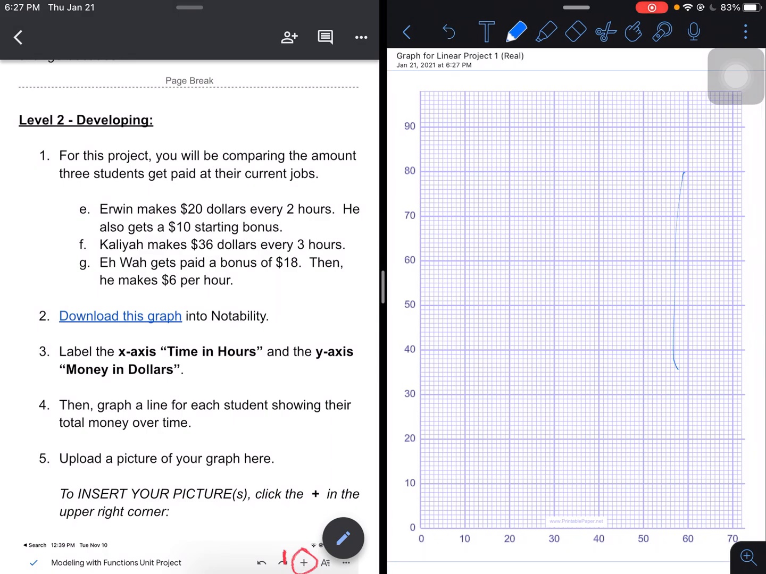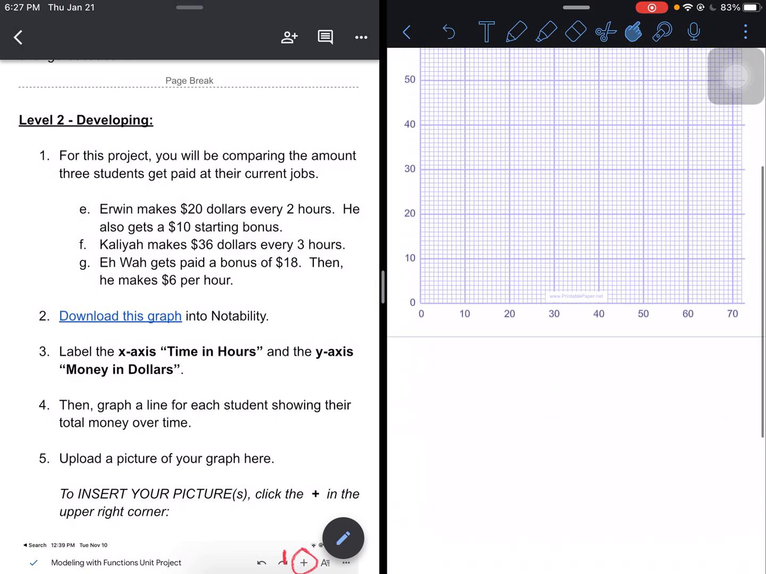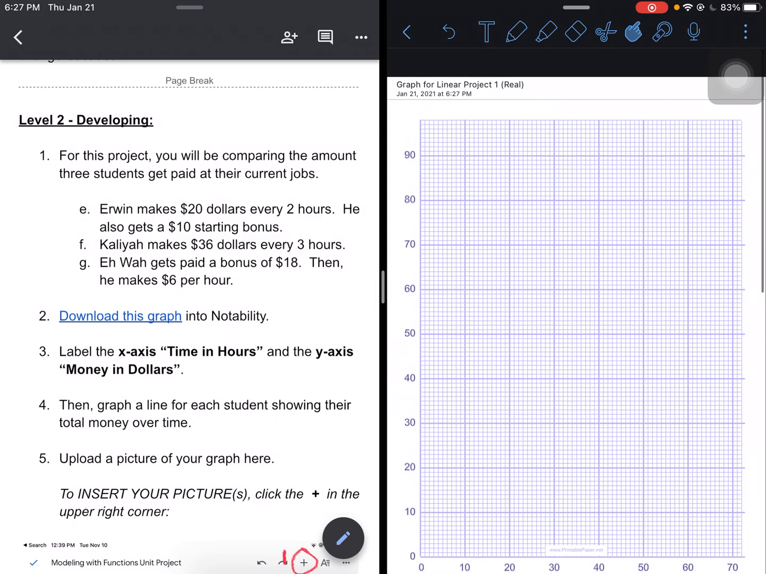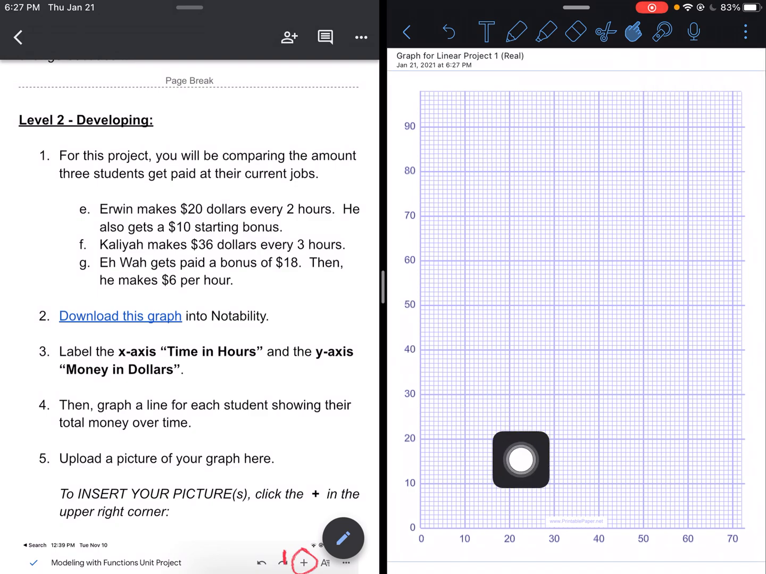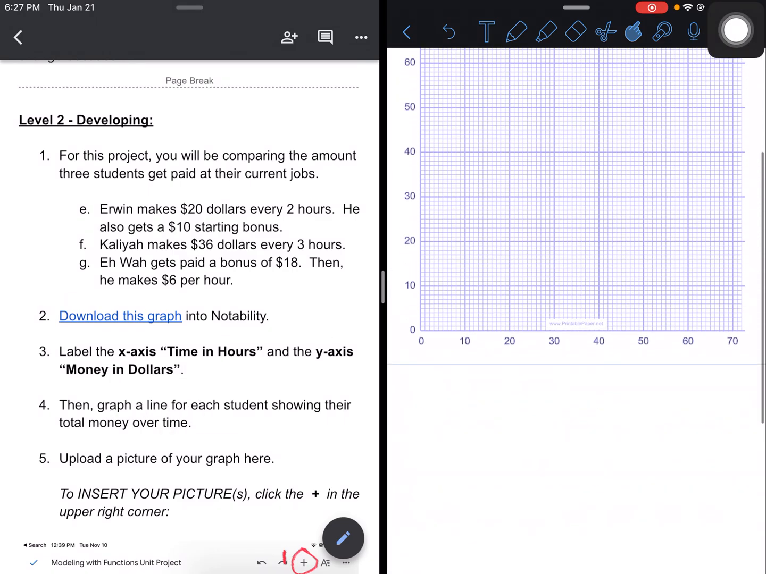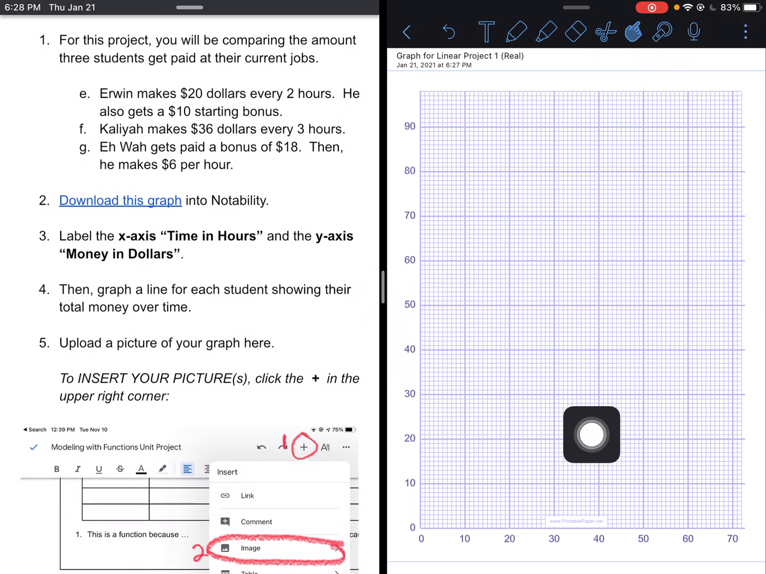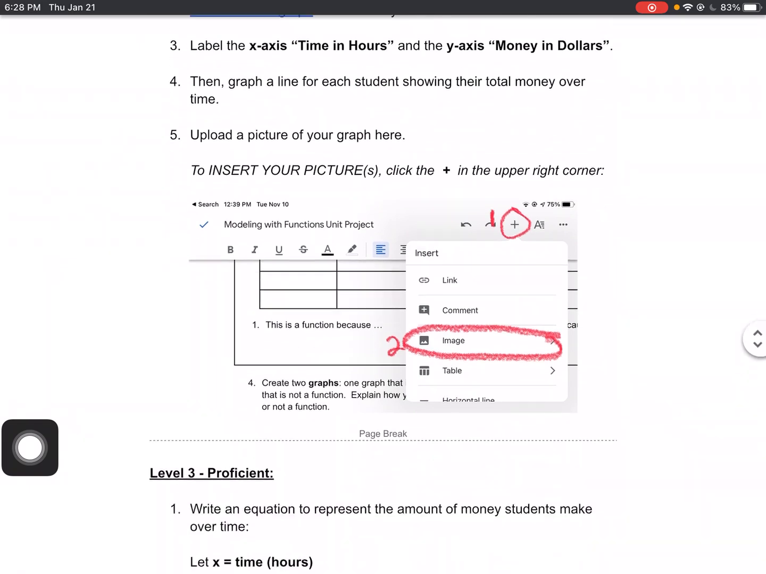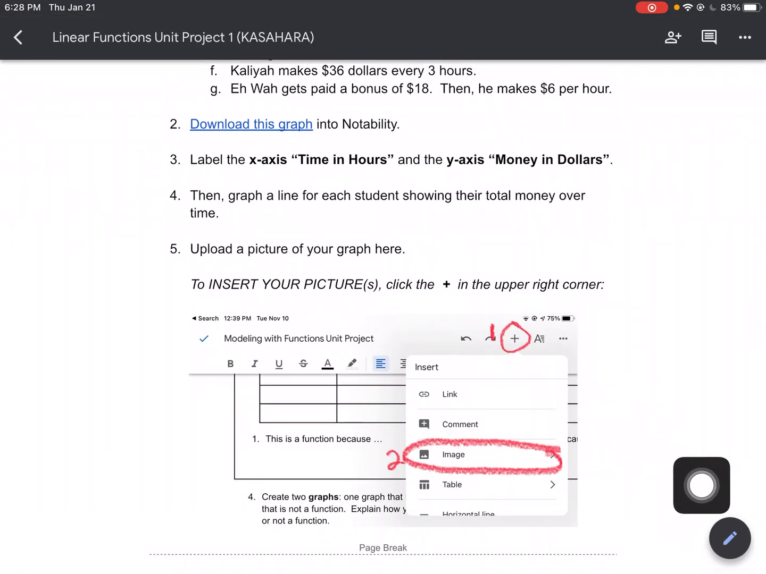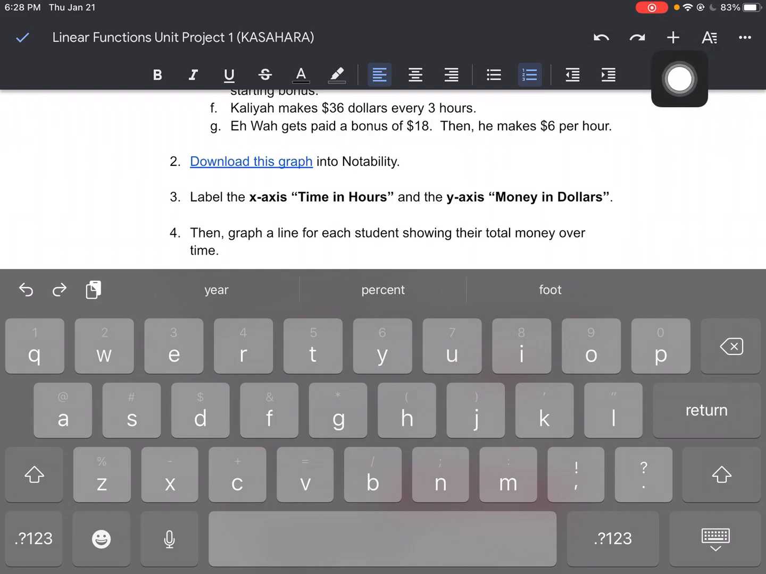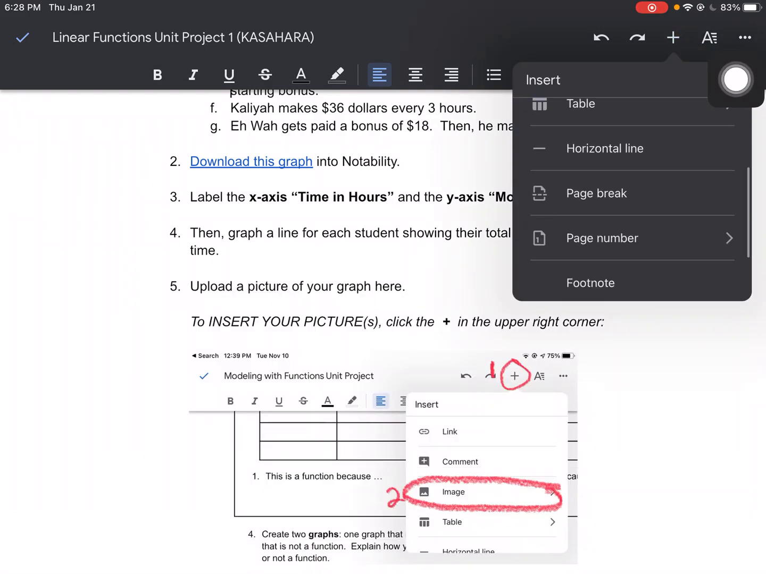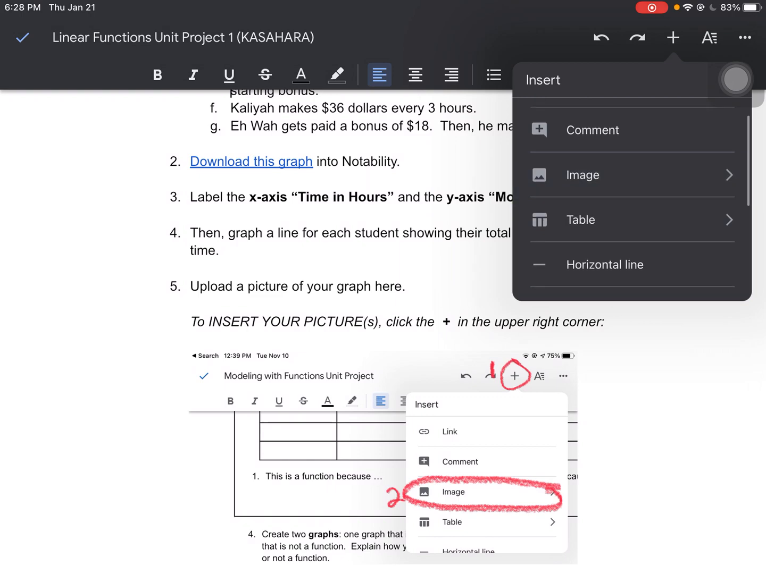I need to change this. This doesn't look quite right. But you'll have your graph and you can use this information to plot on your graph. Once you're done, you can take a screenshot of your graph and add a picture by clicking the plus sign in the upper right corner. So if you click on this pencil, you should see a plus sign, and you can add in pictures and images.